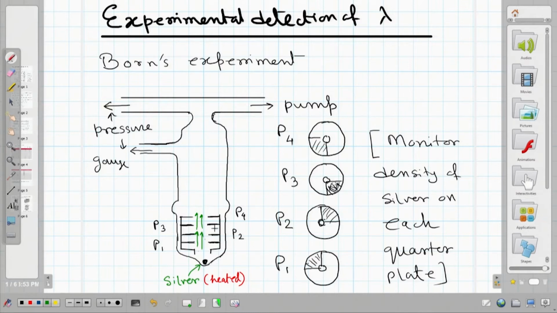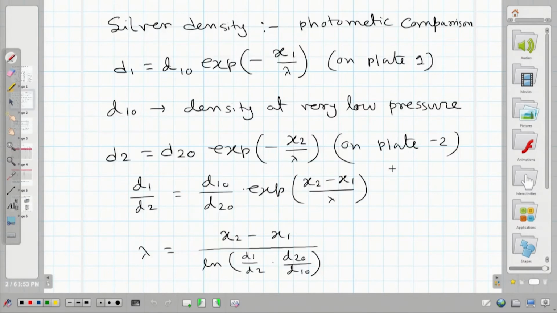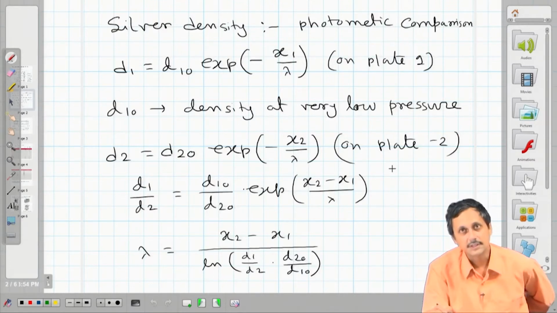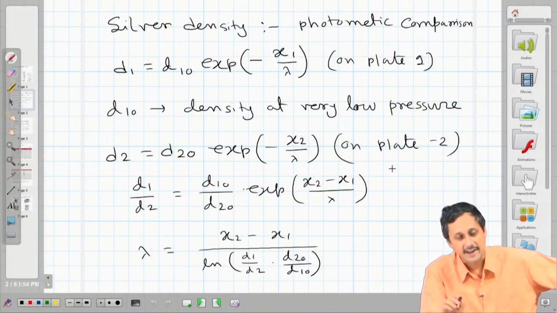So, end to end the separation is 1 centimeter. So, whatever variation is happening, is happening inside 1 centimeter of length. Now, basically in this experiment, what was measured was the density of this silver coating. That was the measurement parameter, and it was measured using some photometric compensation technology, by which the density can be very accurately measured.